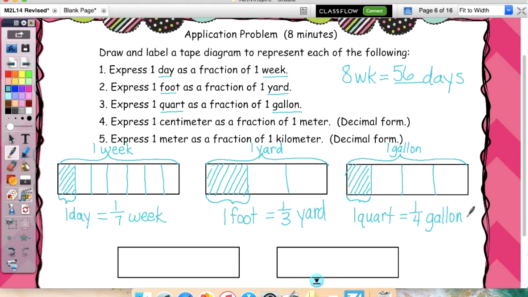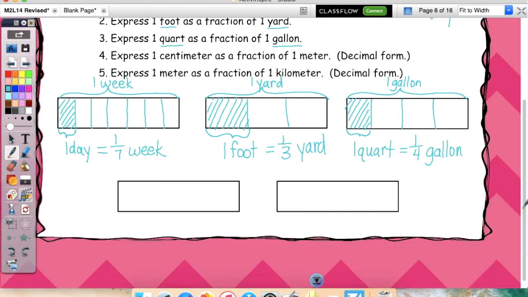Okay, so let's look at the next one. Now, these two are a little different. It says express 1 centimeter as a fraction of a meter, but we're going to write it as a decimal. I think we'll do both. So which one's larger, the centimeter or the meter? The meter. How many centimeters are in a meter, by the way? 100. Okay, I don't want to write 100 boxes.